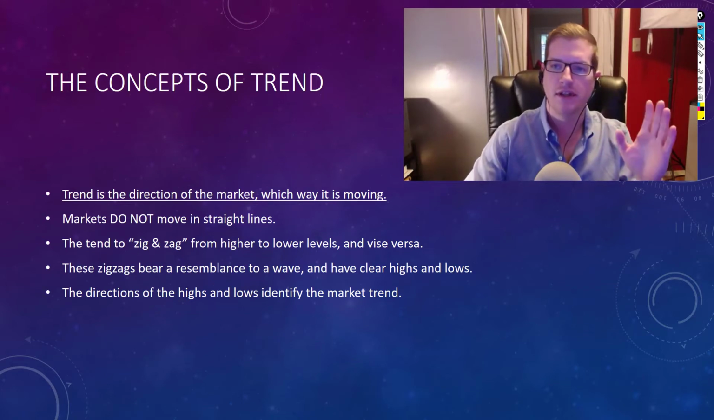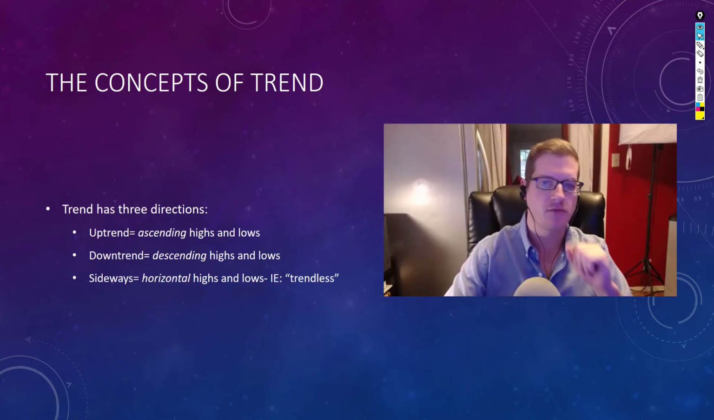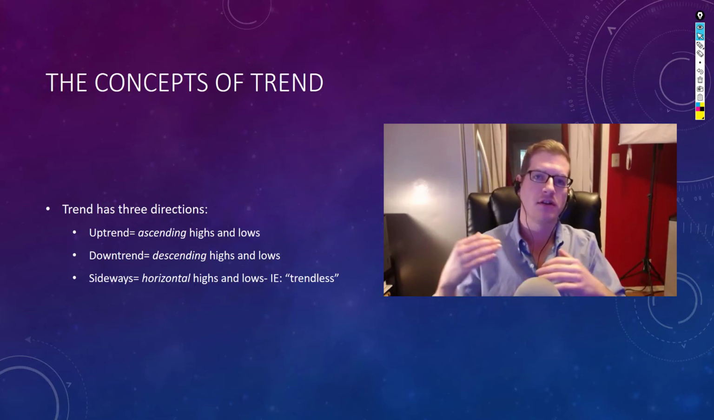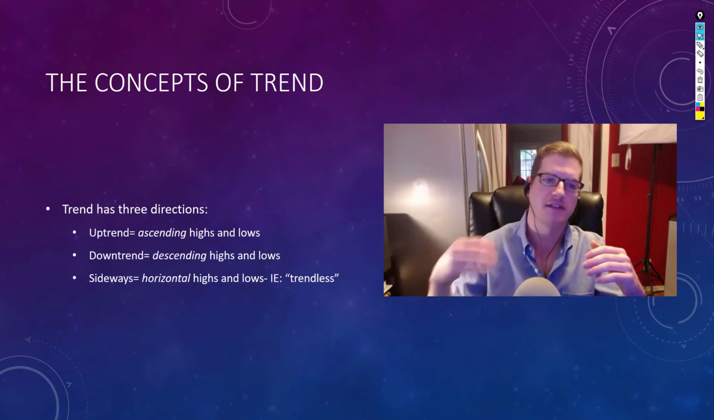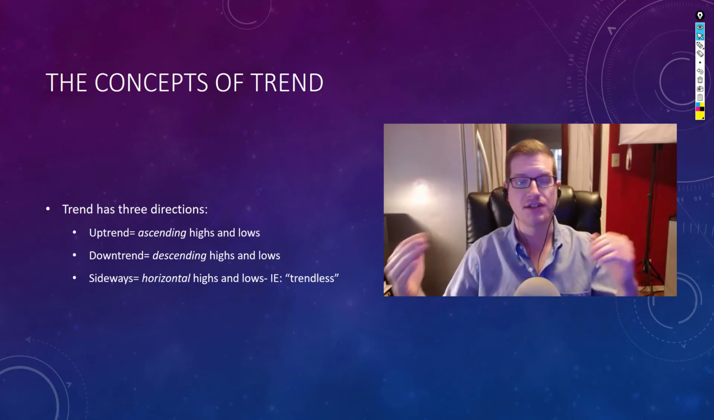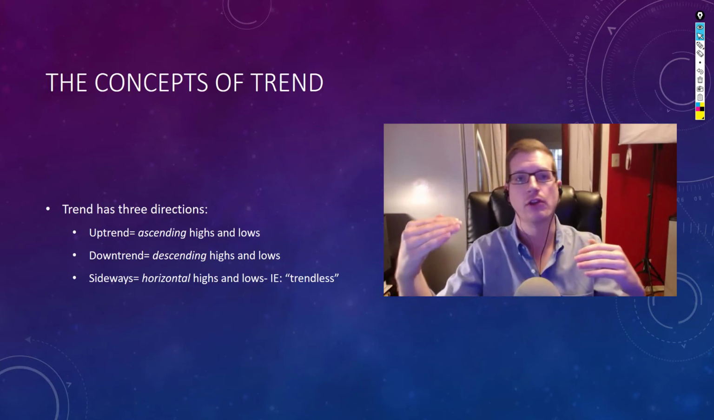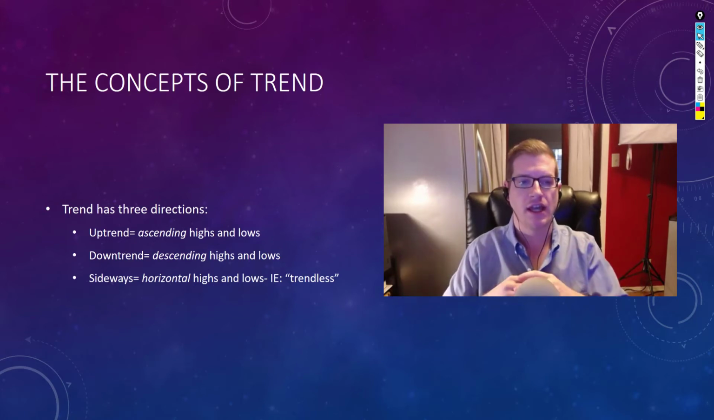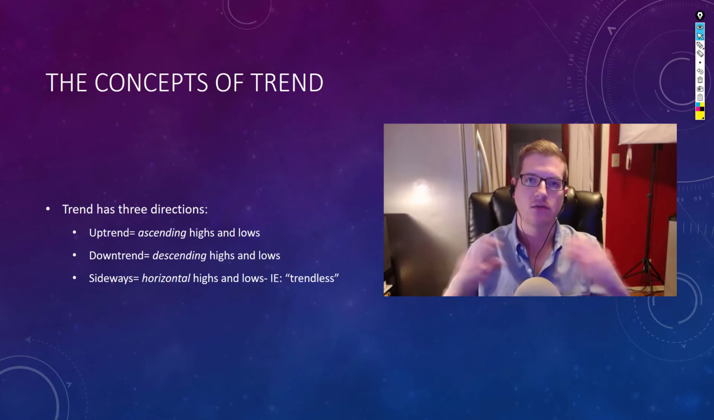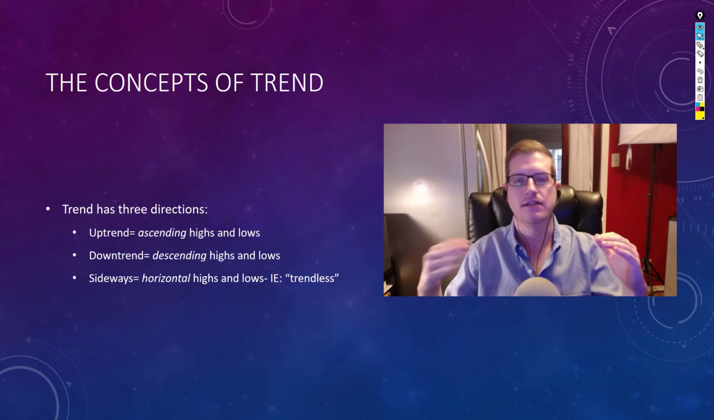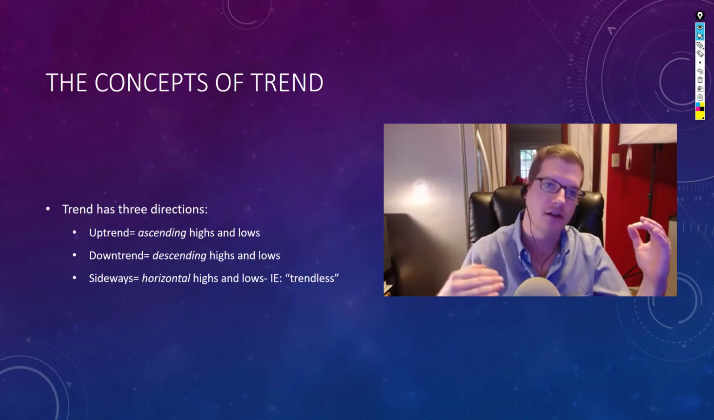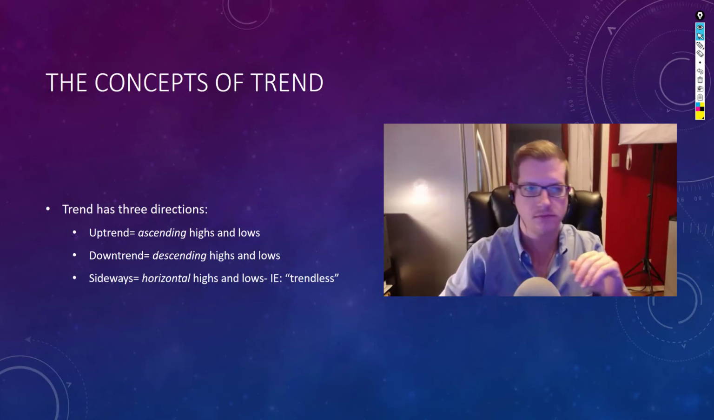Now there are 3 directions that a trend moves in. There's an uptrend, like we talked about. This is higher highs and higher lows, ascending highs and lows. We have downtrend, which is descending highs and lows, so lower highs and lower lows. And then we have sideways, flat, or range-bound trading. This is where the price is not making new highs, and it's also not making new lows, and it's stuck inside of a range.